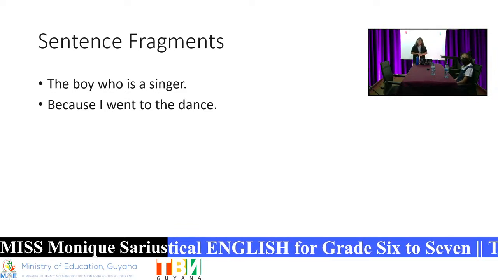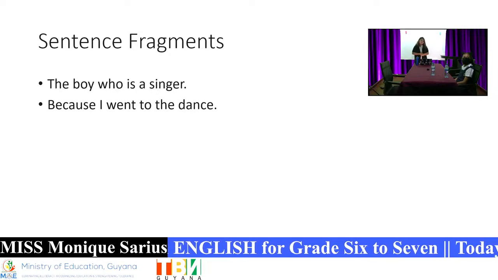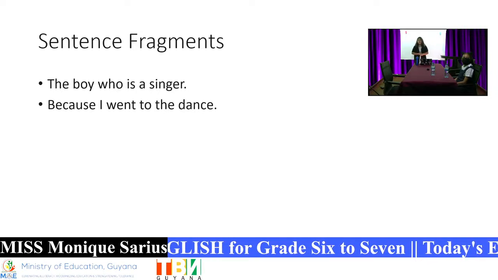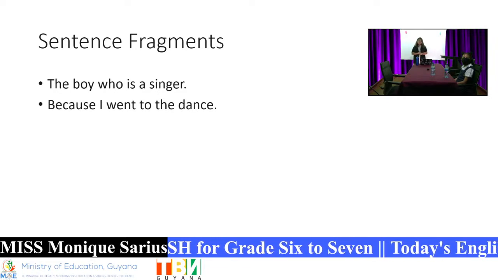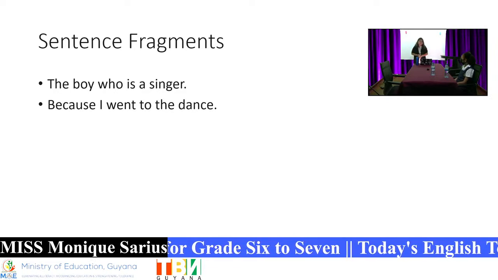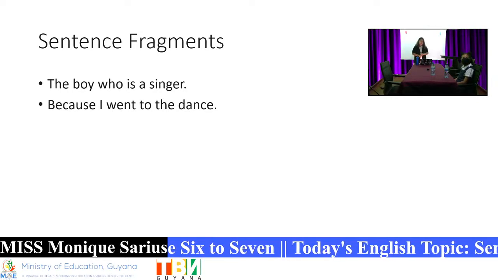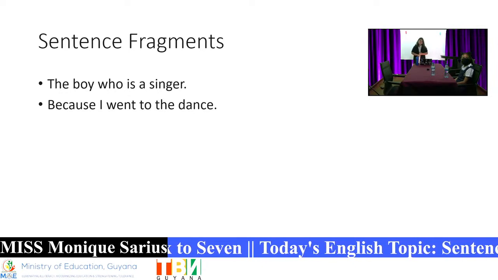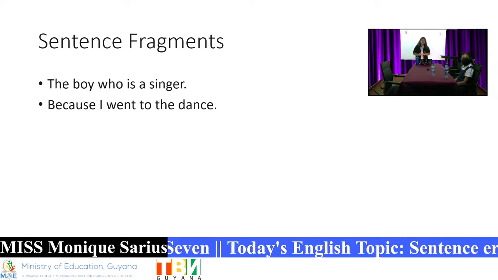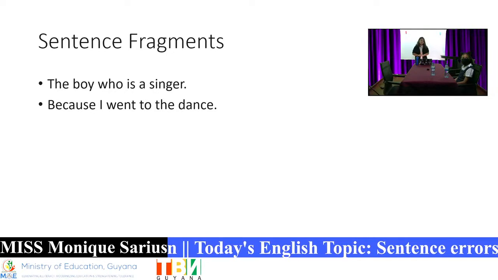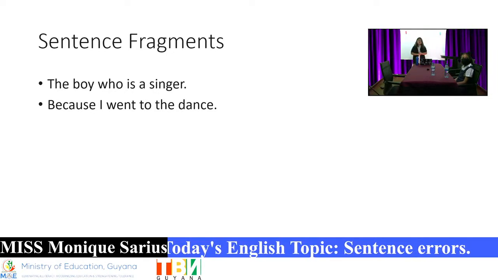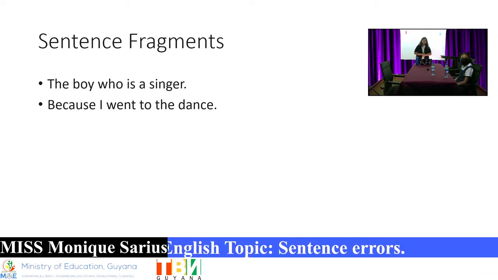Then you have the other one there, because I went to the dance. Now, I know usually your teachers will tell you do not start a sentence with because. It would make complete sense. So look at that sentence, because I went to the dance. It has a subject, it has a verb, but it doesn't make complete sense because of the word that is used to start the sentence fragment, because. So what could we say to make it correct then? What do you think, Azaria? I went to the dance because.